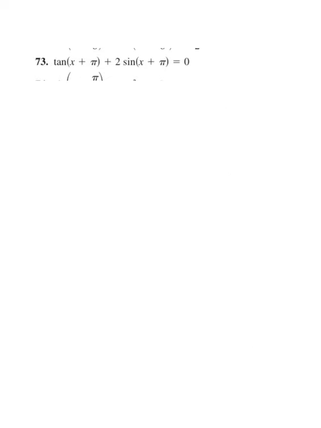For my last one, I'm going to do 73. Hopefully everything will come out. Well, if we do the tan of a plus b, we have tan x plus tan pi over 1 minus tan x tan pi. That's just using the formula per se, and hope everything works out.